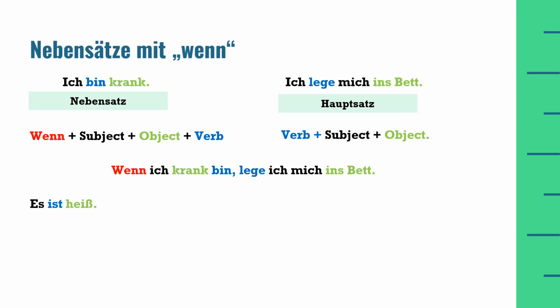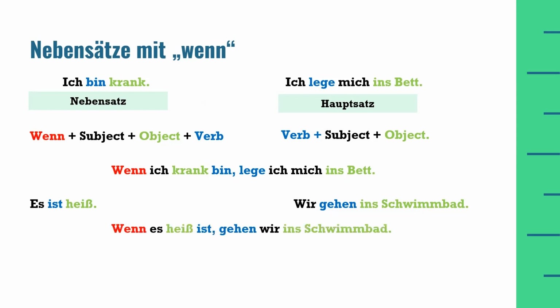Let's take another example. Es ist heiß. It's warm. Wir gehen ins Schwimmbad. We go to the swimming pool. Now, if we want to combine these two sentences with the help of wenn, it will be wenn es heiß ist, gehen wir ins Schwimmbad.